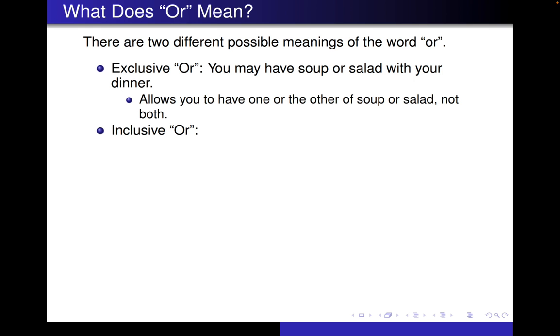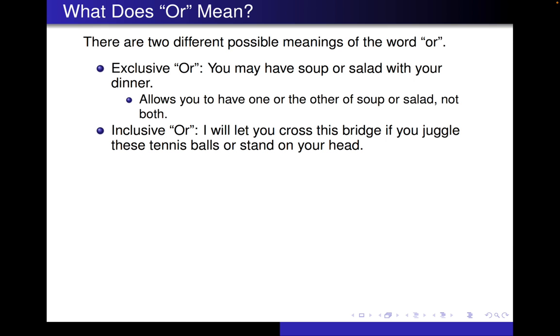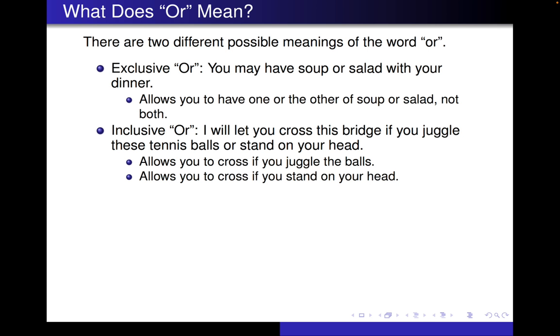The inclusive or works a little bit differently. You could have something, say, standing at a bridge. Not that this will happen in your real life, but let's say I say, I will let you cross this bridge if you juggle these tennis balls or if you stand on your head. Now in that case, the or means something slightly different, because it allows you to cross if you juggle the balls. It also allows you to cross if you stand on your head. But implicitly, if you can do both of those things, if you juggle the tennis balls and stand on your head, presumably I'm going to let you cross. Of course, if you do, I will still call you a show-off, but still, you'll be able to cross the bridge. So those are two different kinds of or.